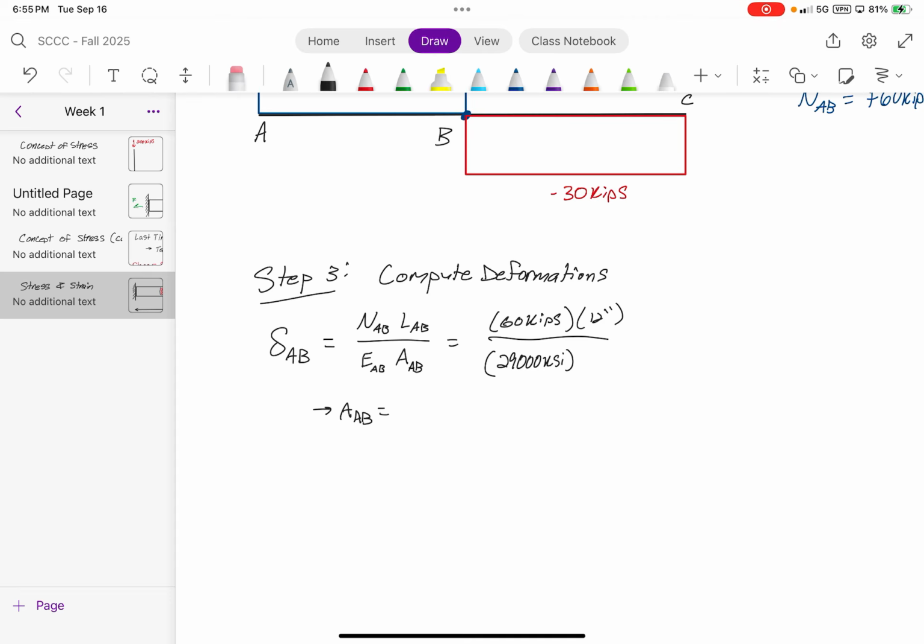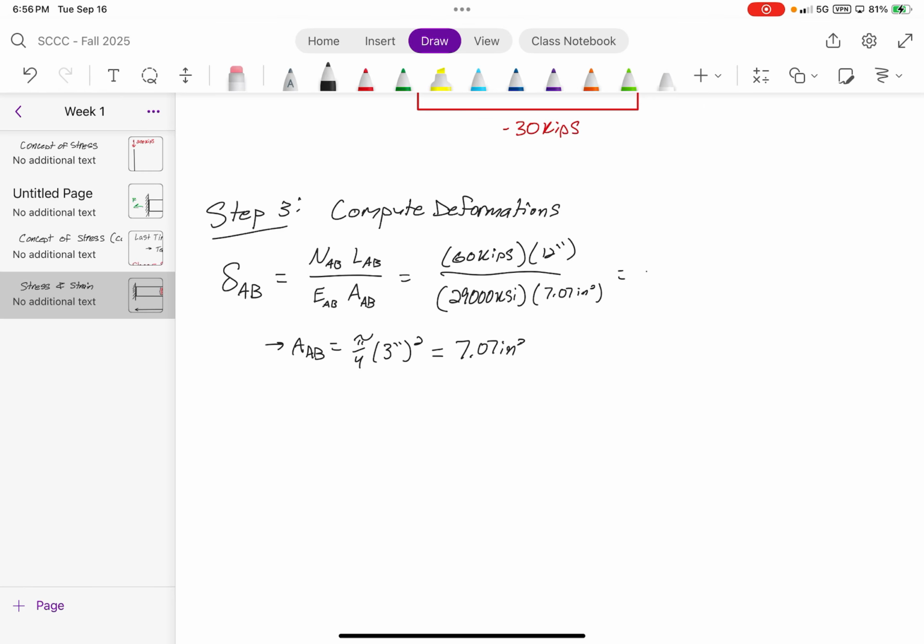And what we get for the deformation is around 0.00351 inches. I cannot keep consistent handwriting size. I'm so sorry.